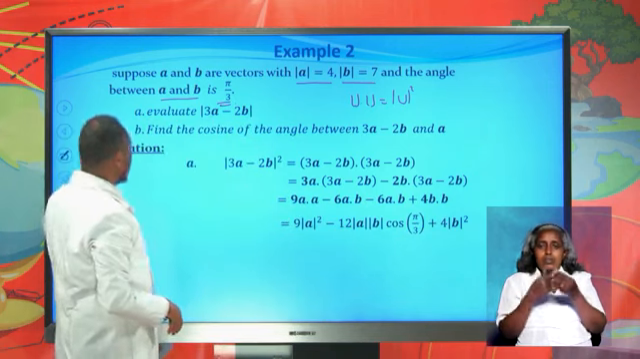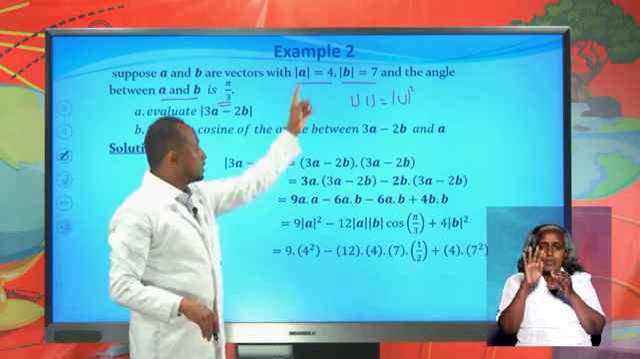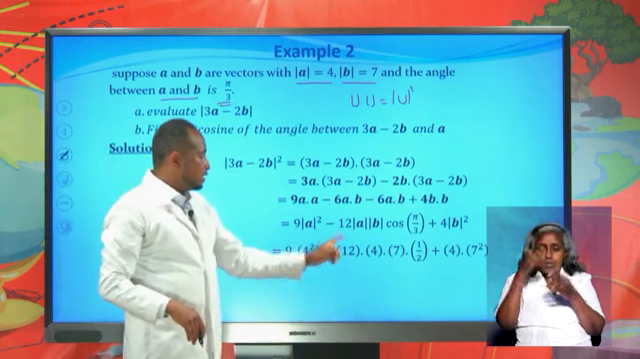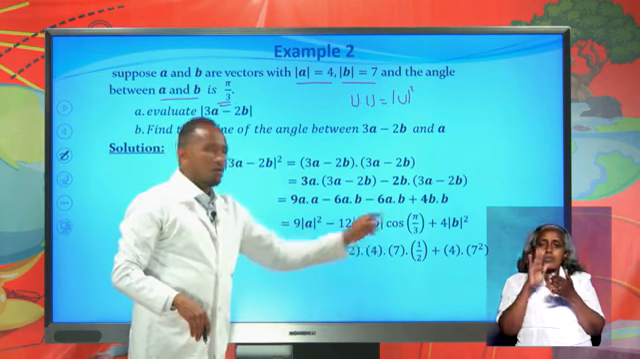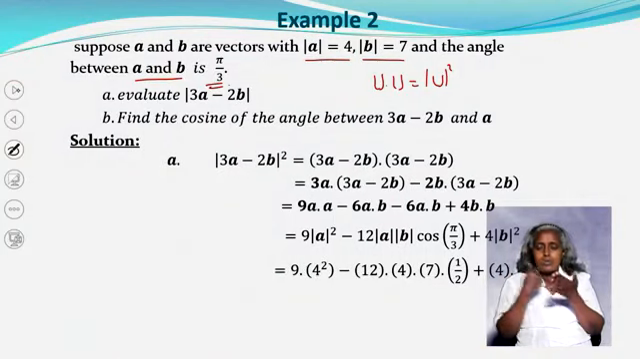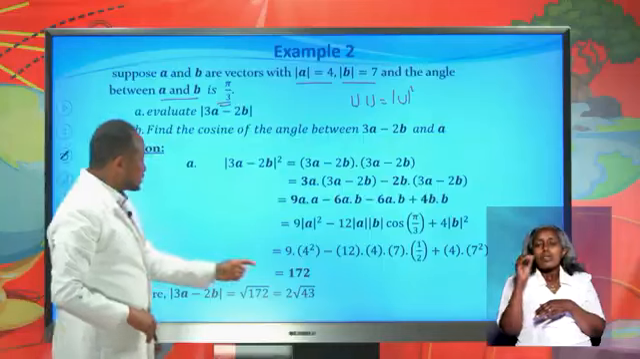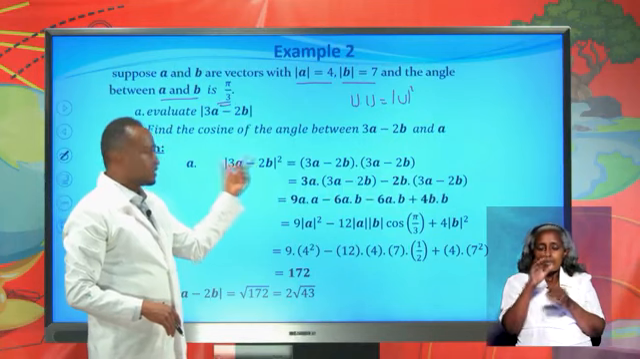So this is equal to 9 times magnitude of a, which is given as 4, 4 squared, minus 12, magnitude of a is 4, magnitude of b is 7, cosine of 60 degrees is 1 over 2, magnitude of b squared is 7 squared. When you compute this, you get 172. And this 172 is the square of the magnitude of 3a minus 2b.